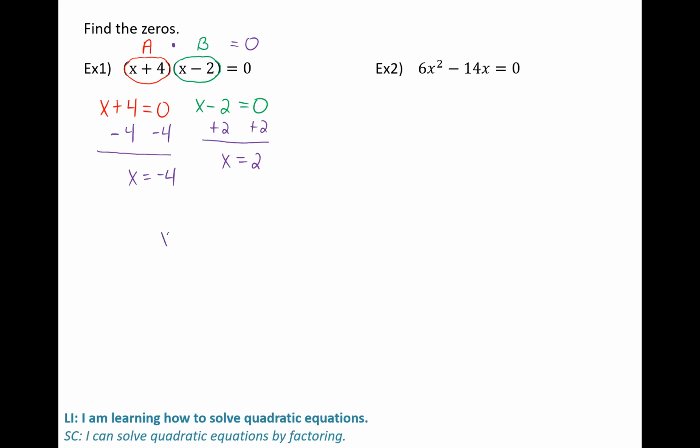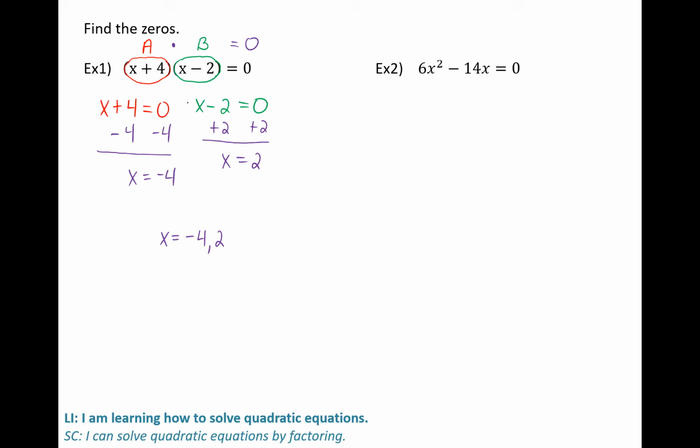So we're going to start to write our answers together. So these are all the possible answers for x: -4 and 2. And you'll see I usually put them in number order from smallest to biggest, but you don't have to. You just need to list them. All right, let's try example 2.